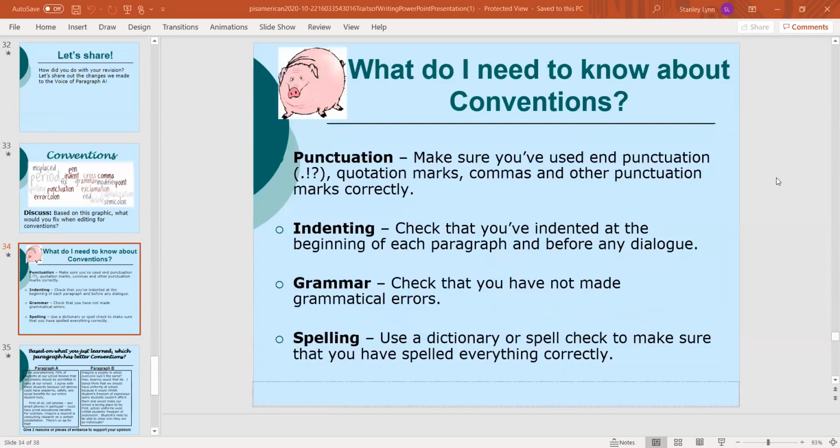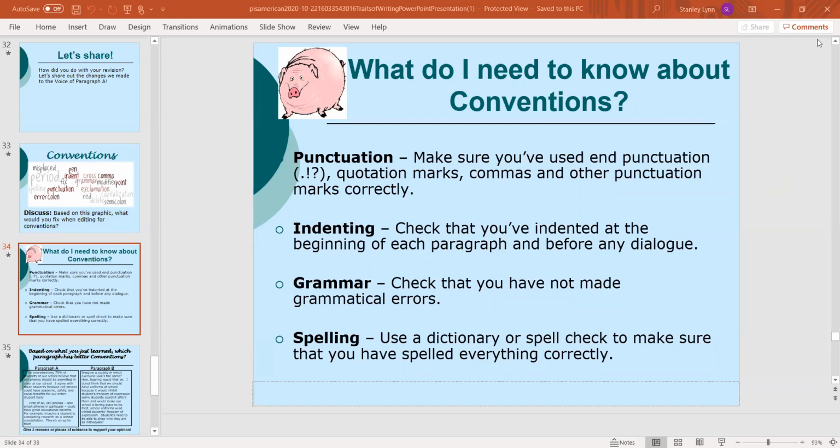Okay. Conventions is punctuation, grammar, spelling, and indenting, okay? Of course, Emma, make sure you use punctuation. Make sure you use quotation marks around your dialogue. Use commas and any other punctuation marks. You might decide you'd like to use a colon or a semicolon, okay?